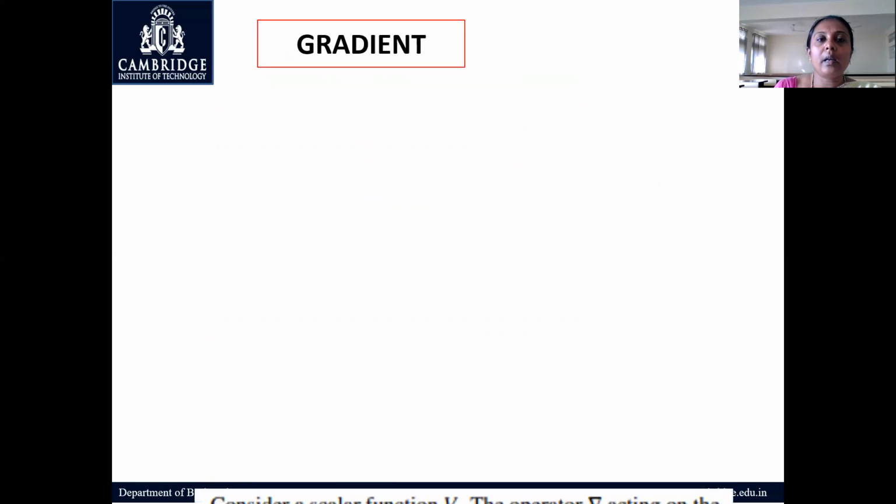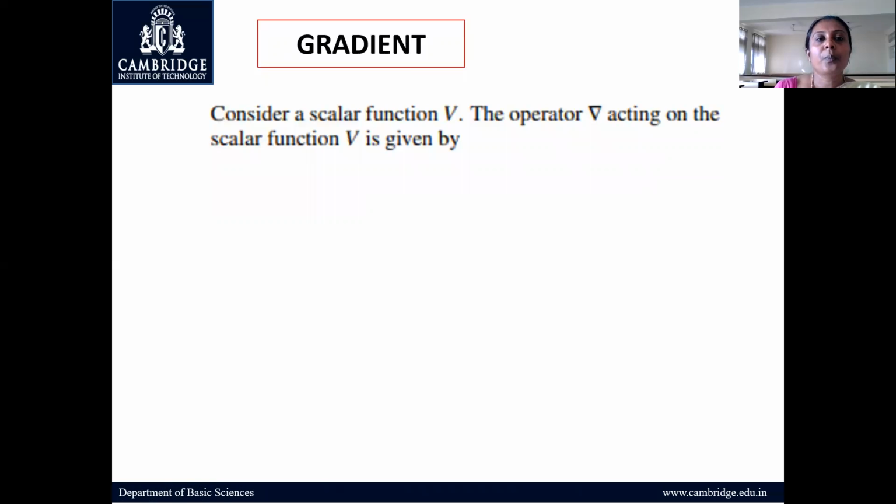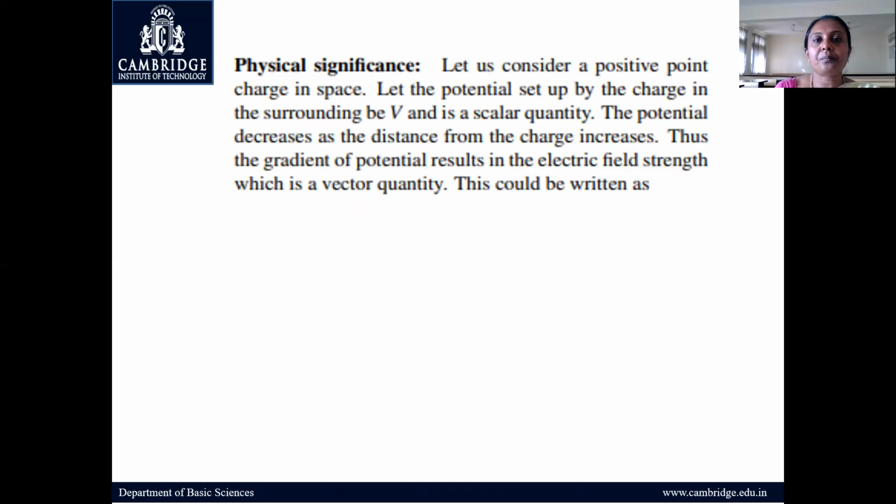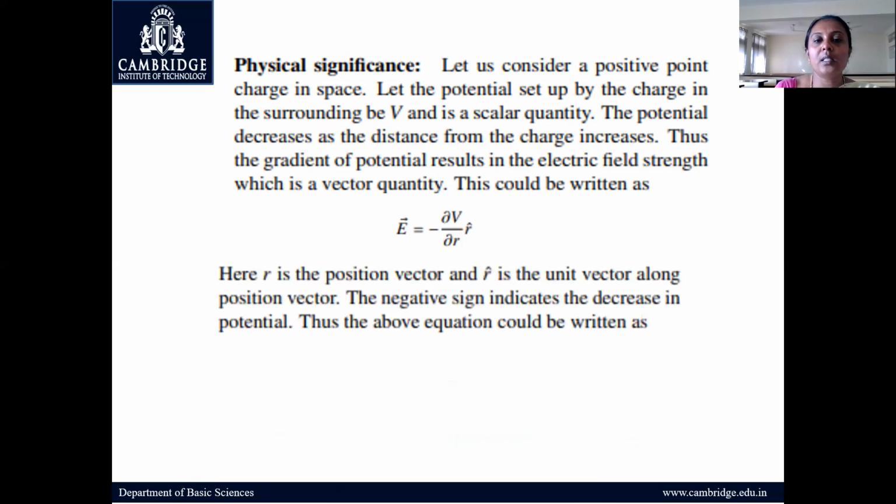Next is the gradient. So what is a gradient? Consider the operator del acting on a scalar function. So del v equals i into dou v by dou x plus j into dou v by dou y plus k into dou v by dou z. So the gradient del v points along the maximum variation of the function v, and the magnitude of del v gives the rate of change in the maximal direction. That is the gradient. These are the physical significance.